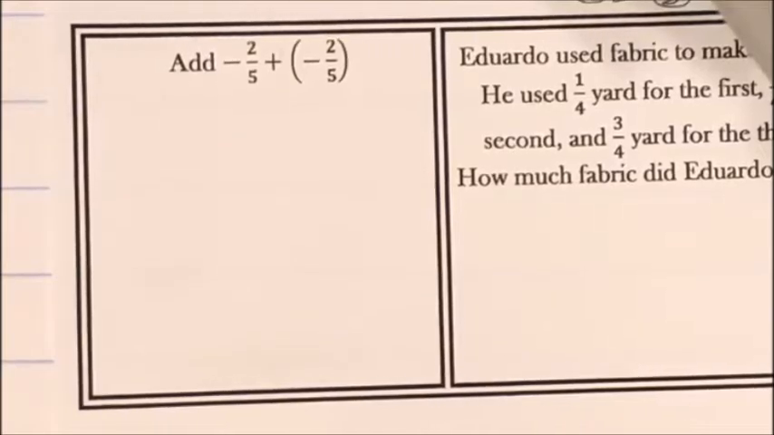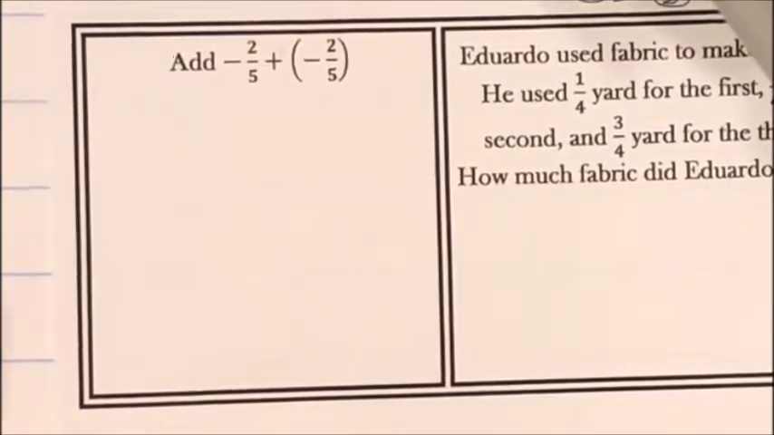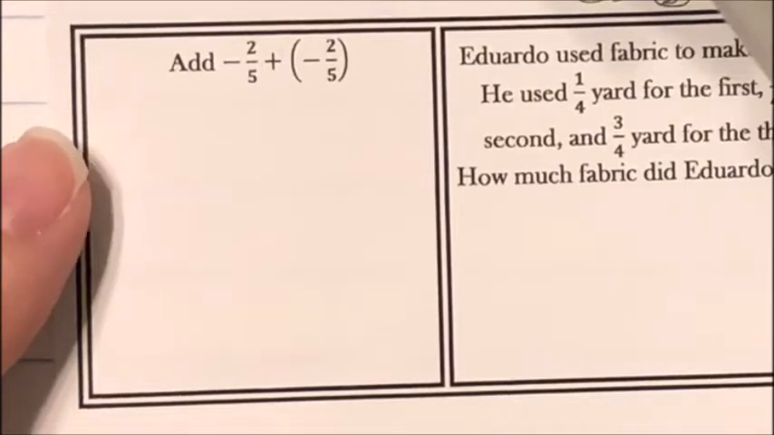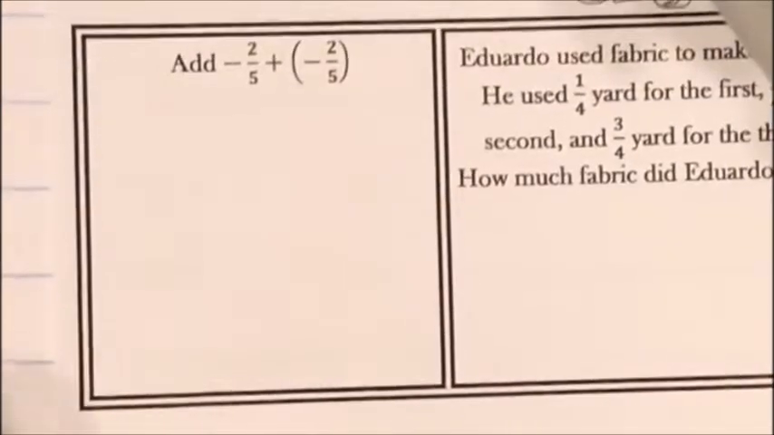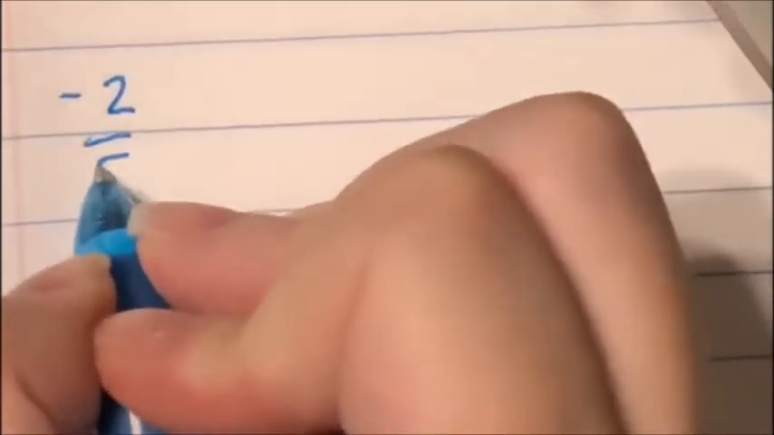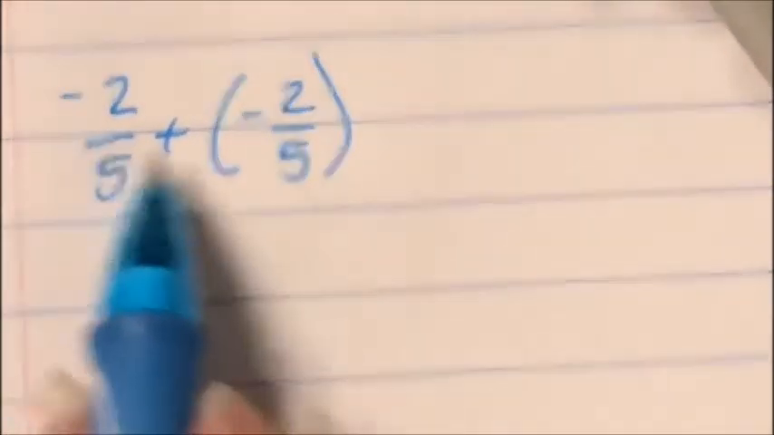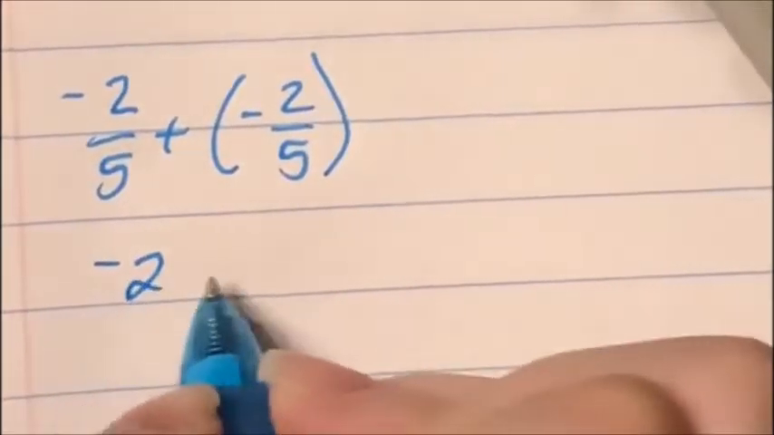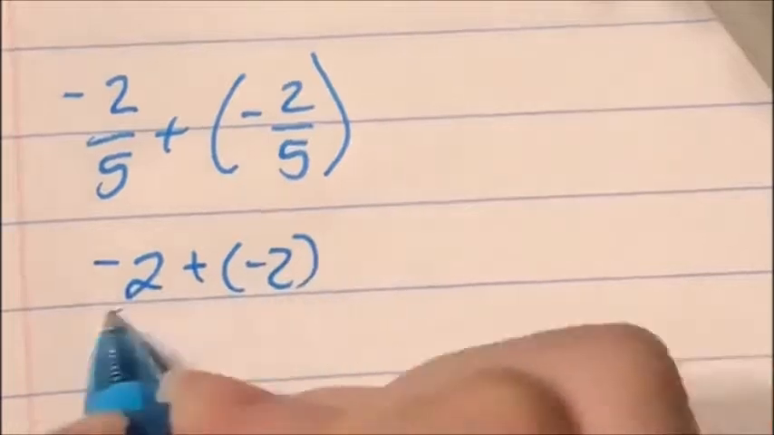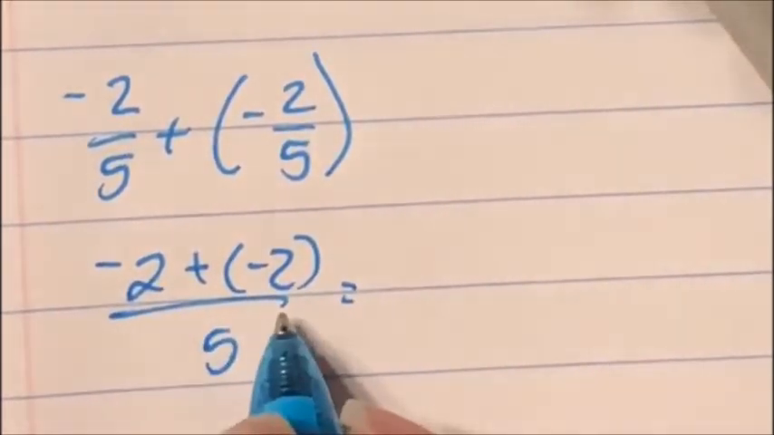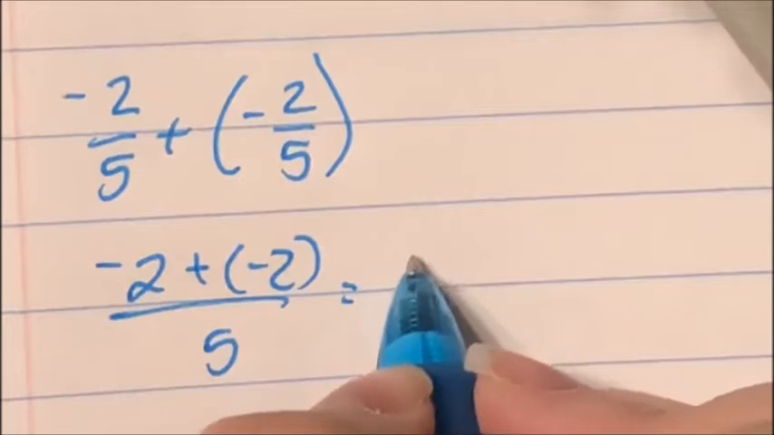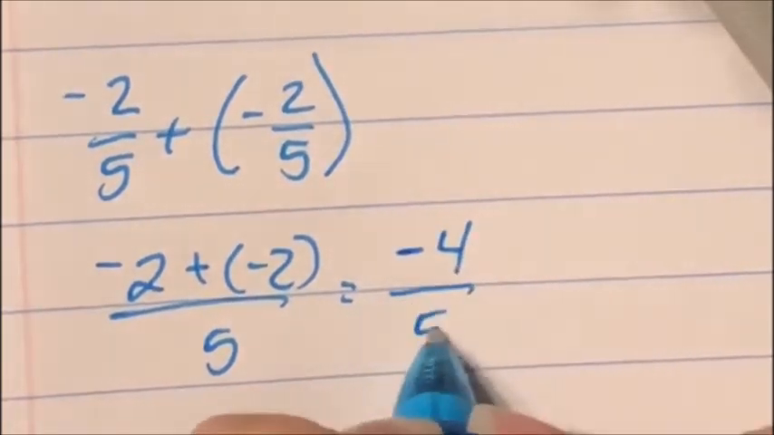Now that you've had a chance to try out the try it problems, let's go over the answers together. So, first problem says add negative 2/5 plus negative 2/5. They're like fractions, so I just add my numerators together. So negative 2 plus negative 2. They're both negative, so I just add them together, and I get negative 4/5.